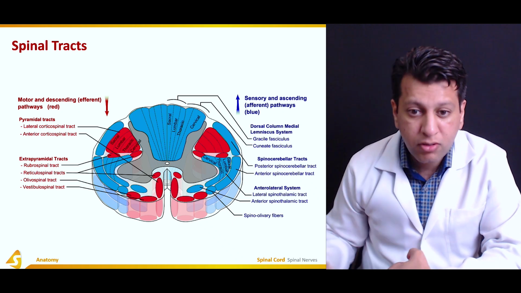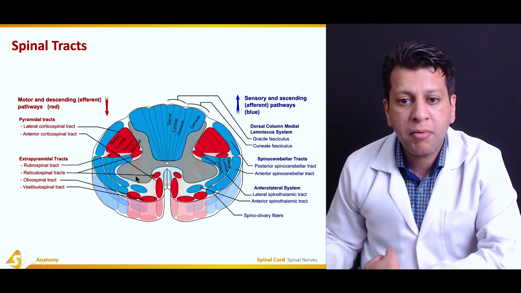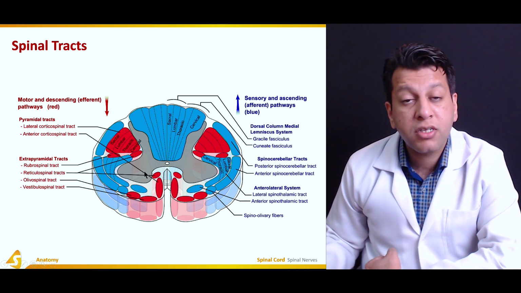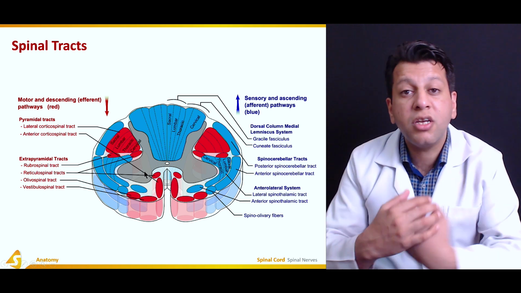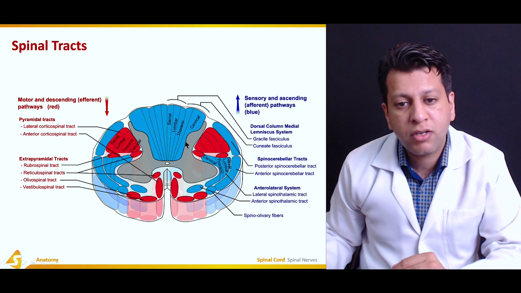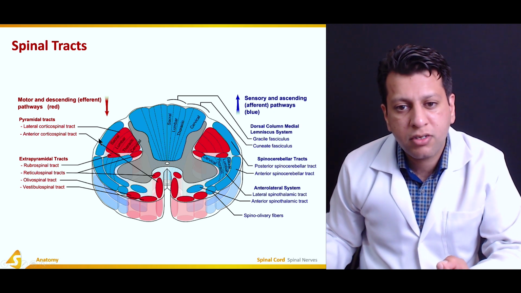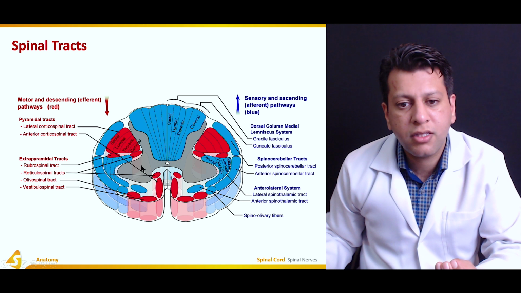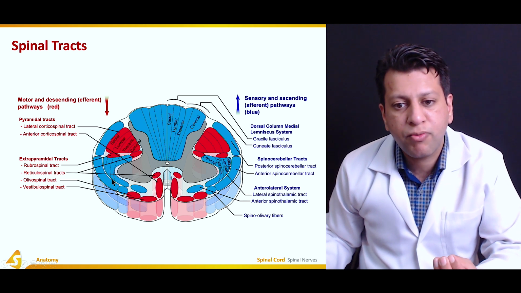Now if you see, this is the gray matter of the spinal cord, and this is the white matter. The gray matter of the spinal cord is in a central position and it contains the nuclei of these fibers. These fibers terminate on these nuclei, and from there onward new fibers arise, and then they come out from over here.